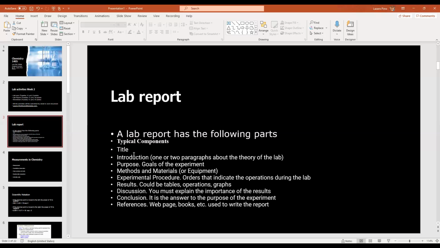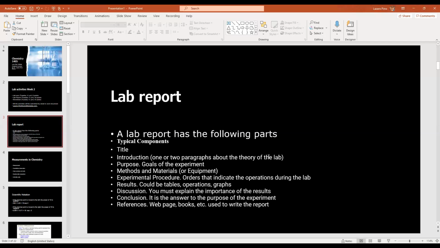Measurements in Chemistry. The introduction will be 1 or 2 paragraphs that will speak about the theory of the lab. In this case, you are going to speak about the international system, used in the measurement. What is a measurement? Nothing more than this. The purpose are the goals of the experiment. In this case, what are the purpose? Well, we are making measurements in a chemistry lab.